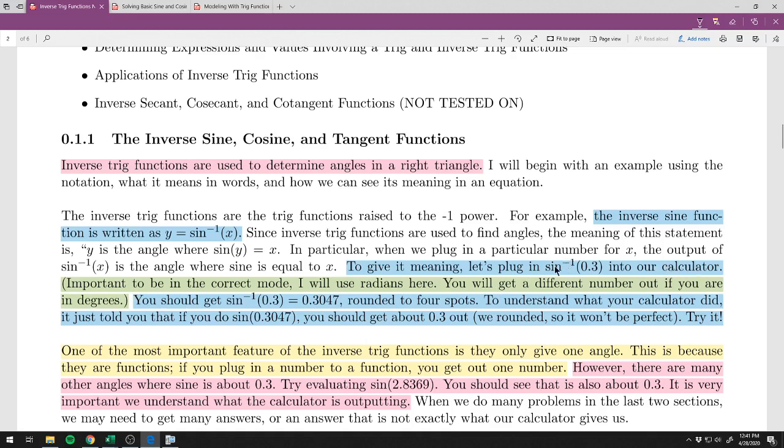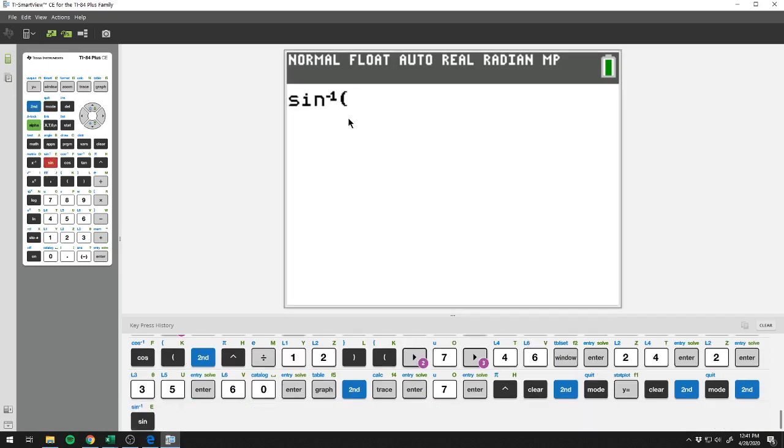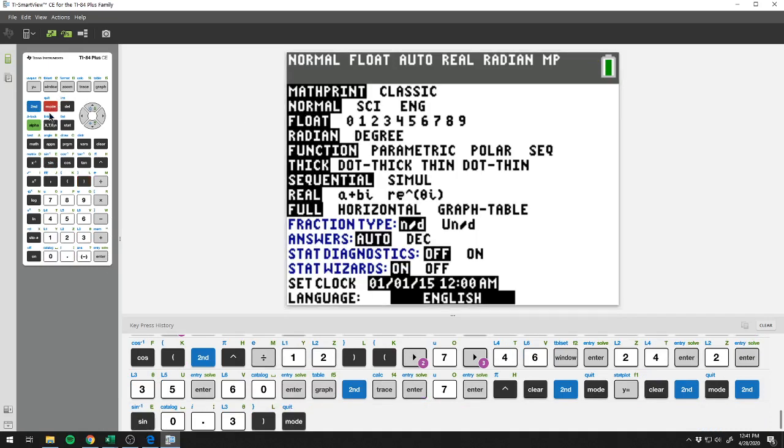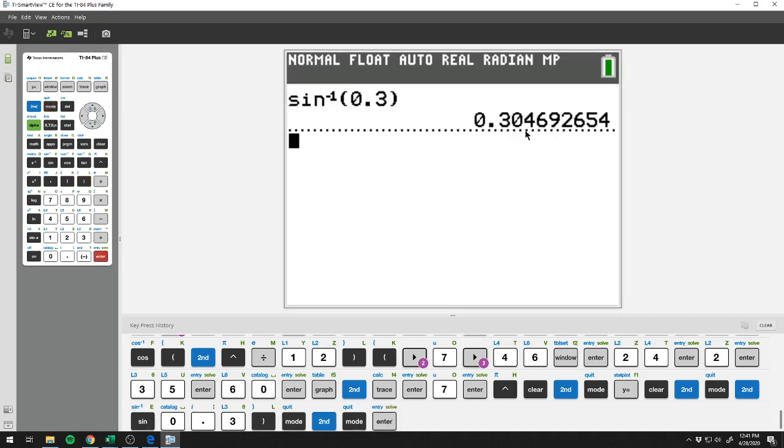All right, so let's plug in sine inverse of 0.3 into our calculator. We hit the second button, sine inverse, and enter 0.3. I'll double check I am in radian mode. If you're in radian mode, you should get 0.3047 if you round to 4 spots.